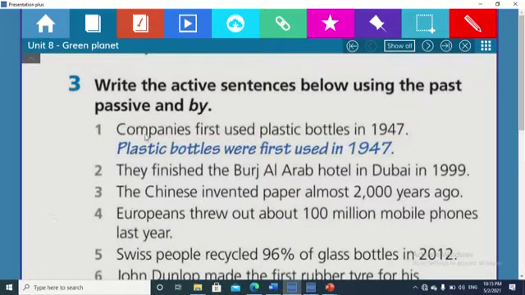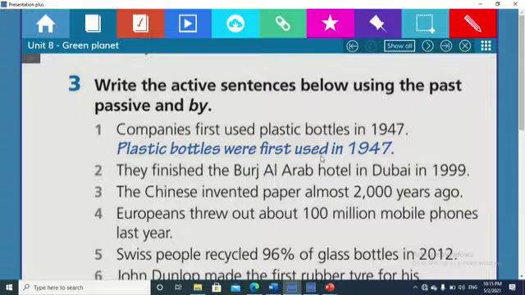So look at this first one. Companies first used plastic bottles in 1947. So here we started with plastic because the plastic bottles is the object. The phrase plastic bottles is the object of the sentence. So in the passive we start with the object, as you know. Now it's the new subject. Plastic bottles were first used. Instead of using used, so it's now were used.